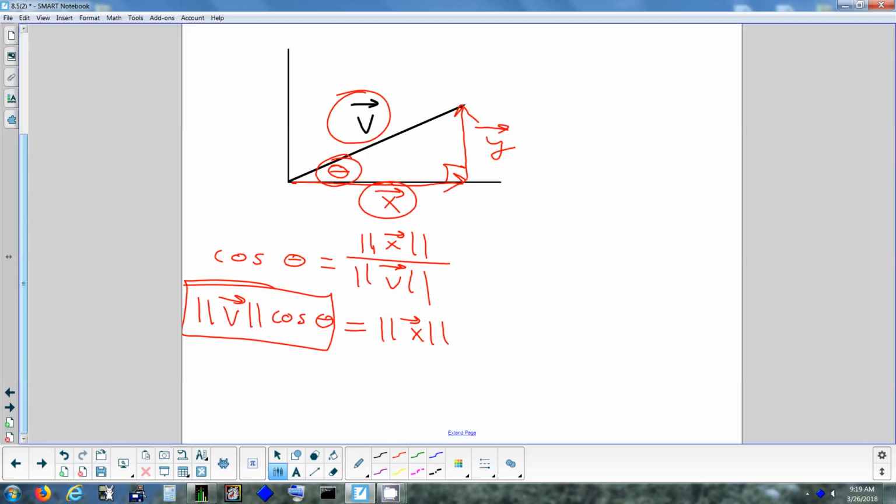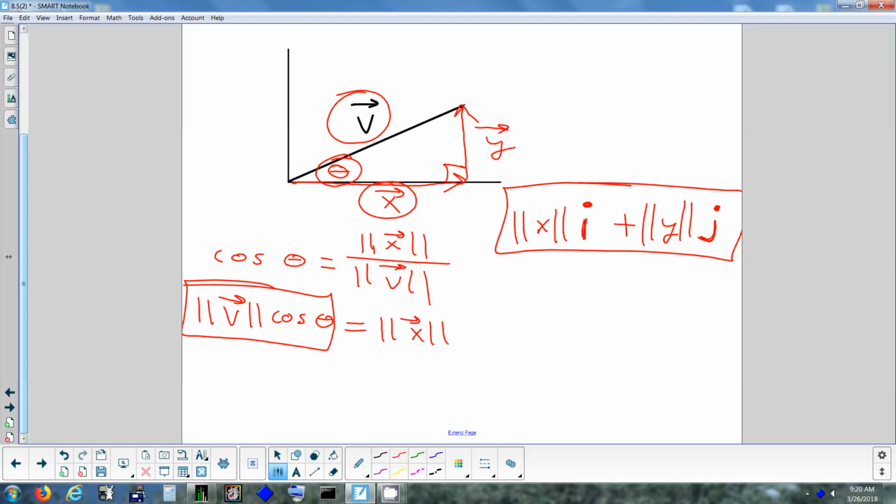Okay, and ultimately what we're doing here is we're writing something like this. We have a number in front of i plus another number with a j. That's what we're trying to come up with. We're trying to write this vector in ij notation, unit vector. So we have to figure out the horizontal and the vertical components. We just figured out a formula for the horizontal. Does anyone have a guess, without setting the whole thing up, what the formula is going to be for the vertical?